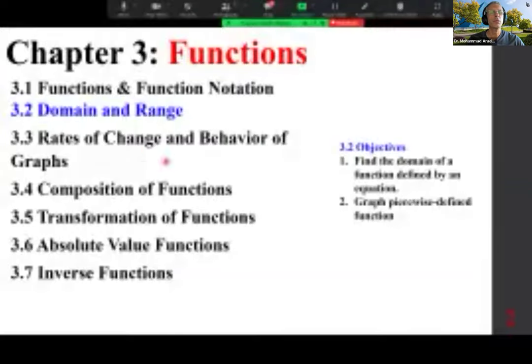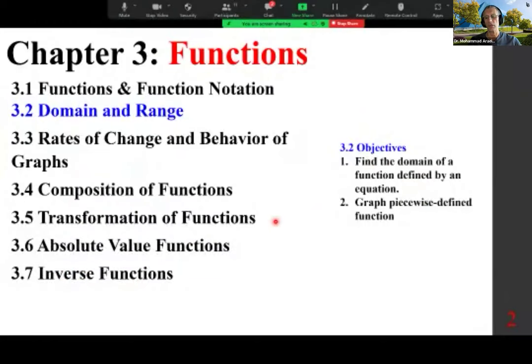Rates of change and behavior of graphs, composition of functions, transformation of functions, absolute value functions, inverse functions. Section 3.2 objectives: find the domain of a function defined by an equation, graph piecewise defined functions.